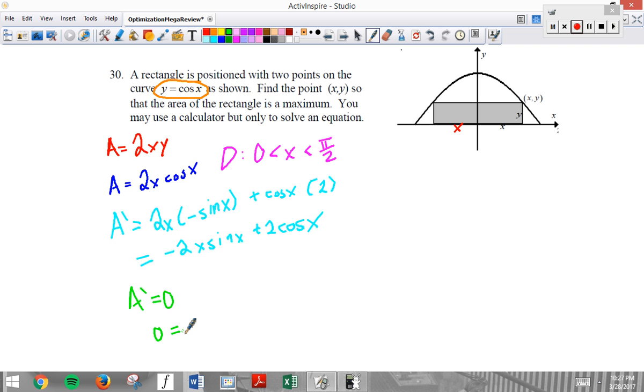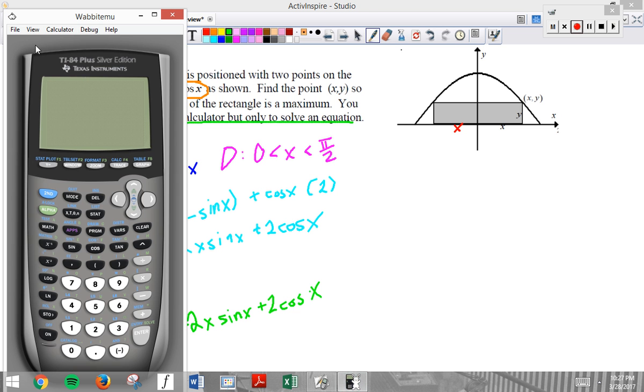0 equals 2x minus 2x sine x plus 2 cosine x. Now, you would never be able to find the zeros of this function. You may use a calculator, but only to solve an equation. That's what I'm referring to. If you use a calculator for anything else, you are doing this wrong.